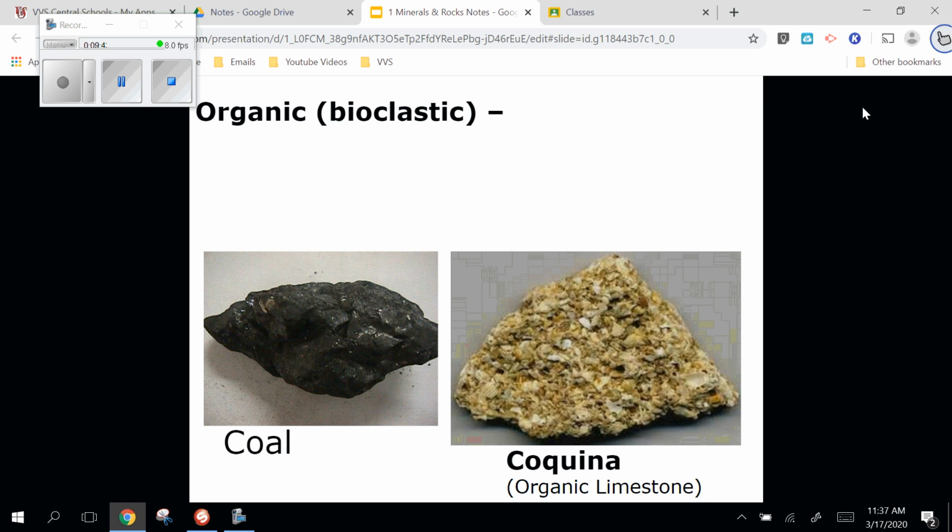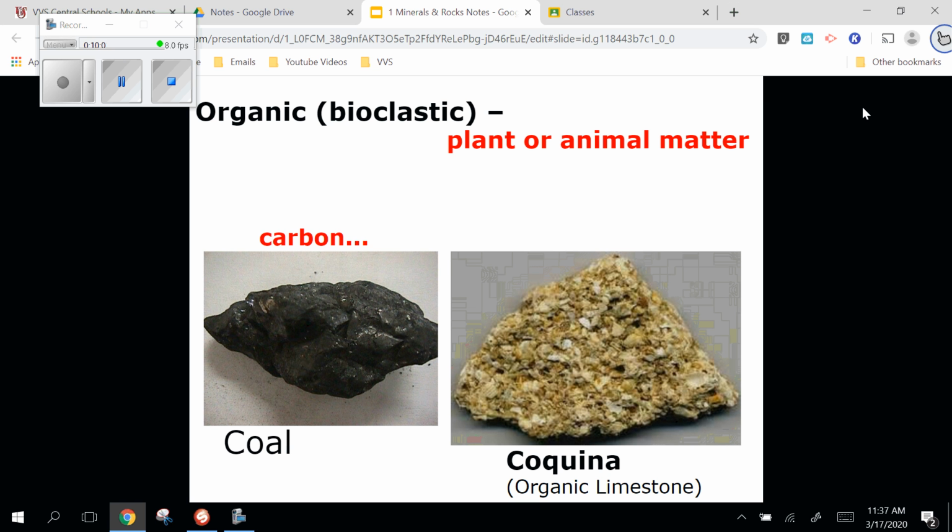All right? And then finally, we have the organic or the bioclastic. These are essentially made from plant or animal matter. Coal is made from dead plants. It's 100% carbon, so it is monomineralic also. But it's basically dead plants that get buried over time and compressed, and they turn into coal eventually.